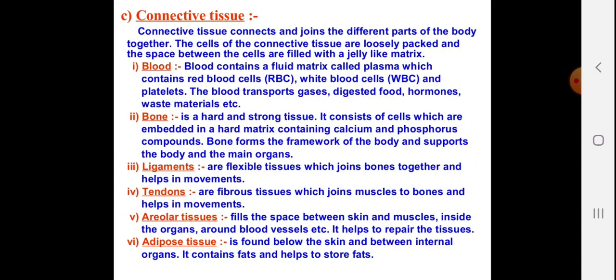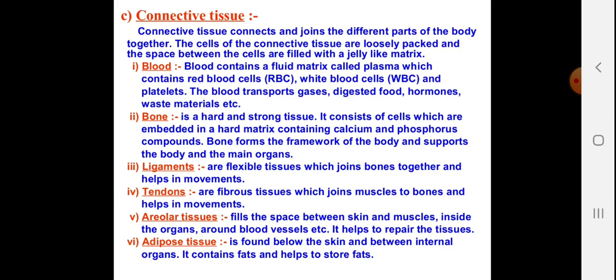Bone is a hard and strong tissue. It consists of cells which are embedded in the hard matrix containing calcium and phosphorus compounds. Bones form the framework for the body. Our posture is highly dependent upon the bone structures, and they support the body and the main organs.